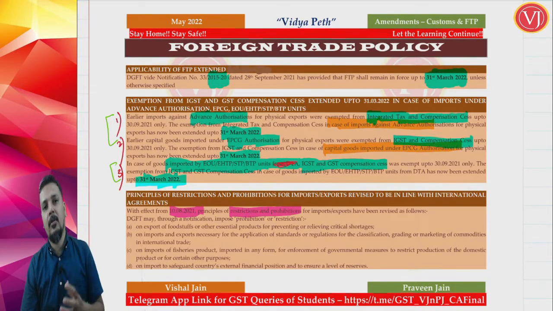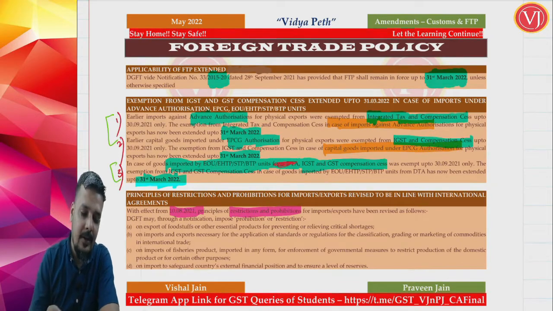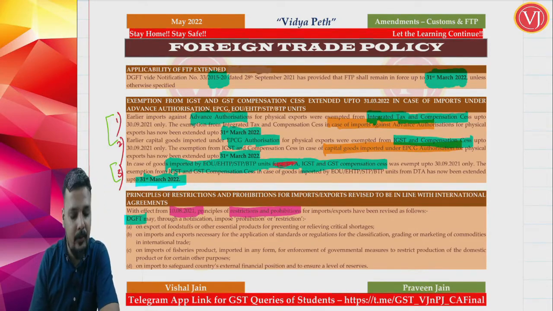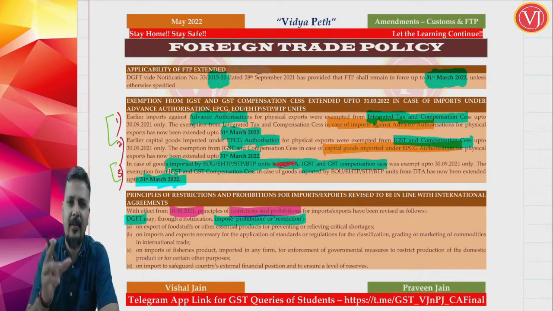So, you are talking restricted goods, prohibited goods and restricted goods. Your DGFT, Director General of Foreign Trade, through a notification on 10th of August 2021, brought out certain changes with respect to prohibition and restriction. These are general points, we will just walk through them and try to understand these points.